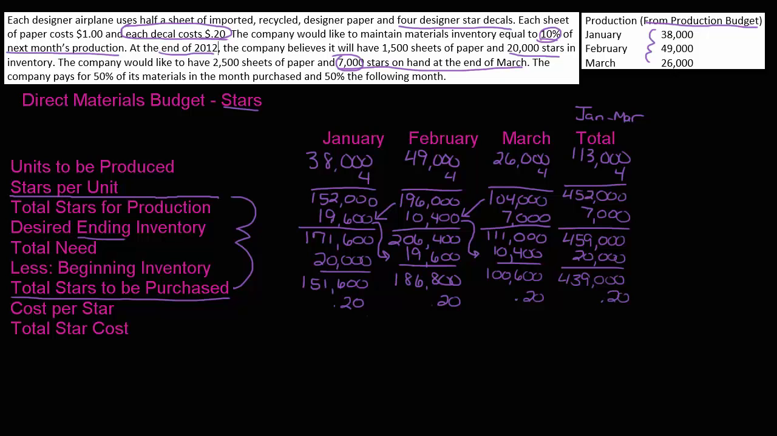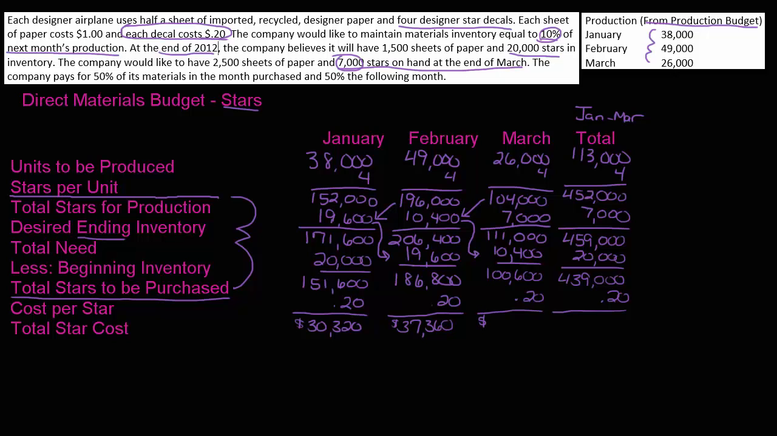Okay, so now I've got to figure out how much all of these stars are going to cost. 151,600 times 20 cents is 30,320. So just the stars, remember we've got to buy the paper on top of that, so at the end of this we'll figure out what my total direct material cost is. 186,800 times 20 cents per star is 37,360.